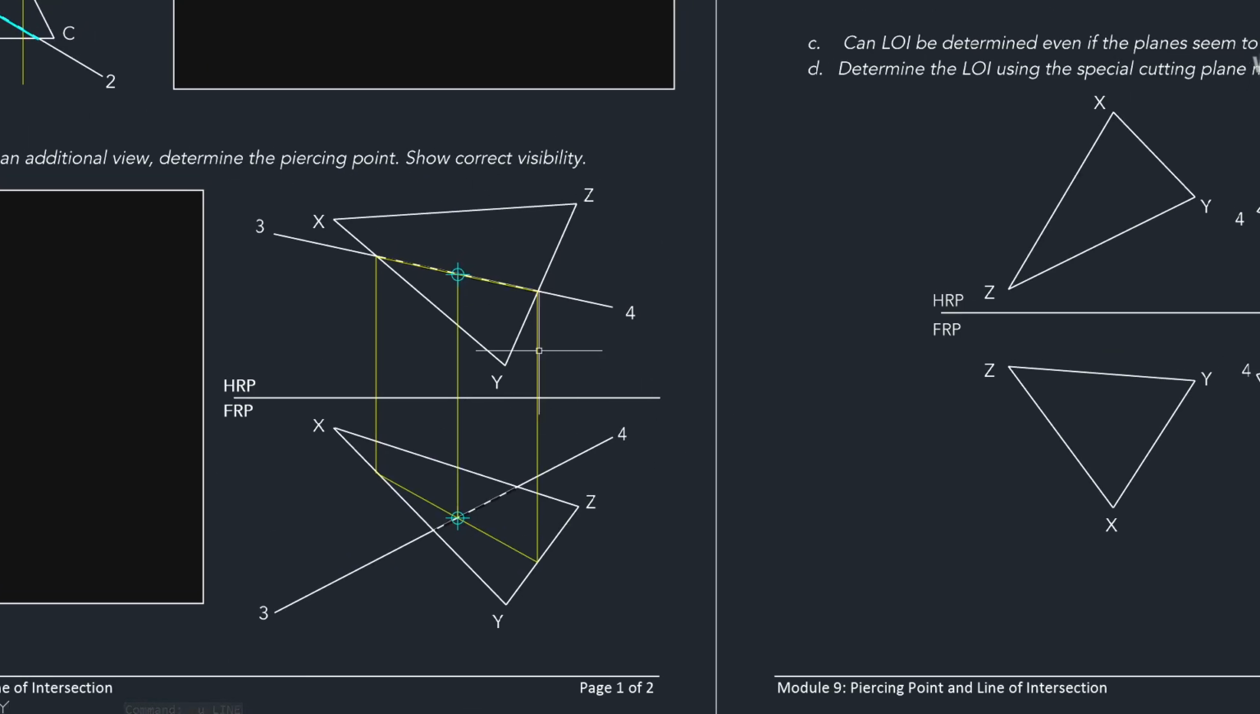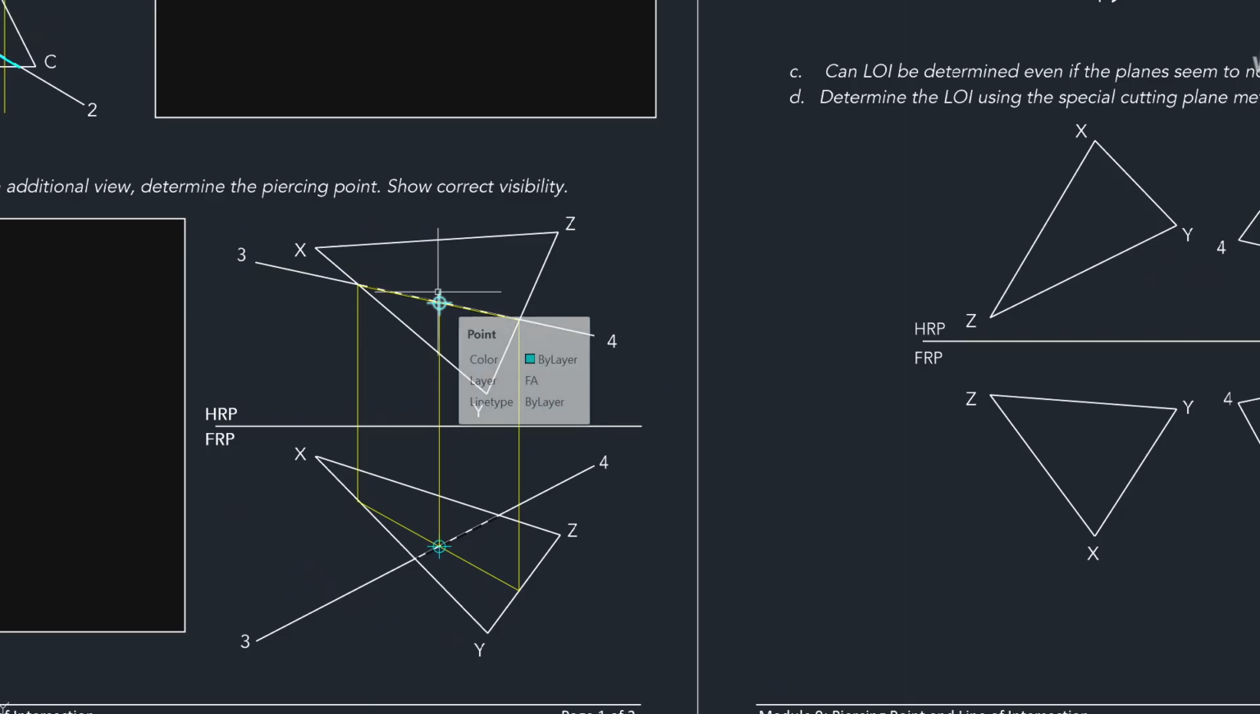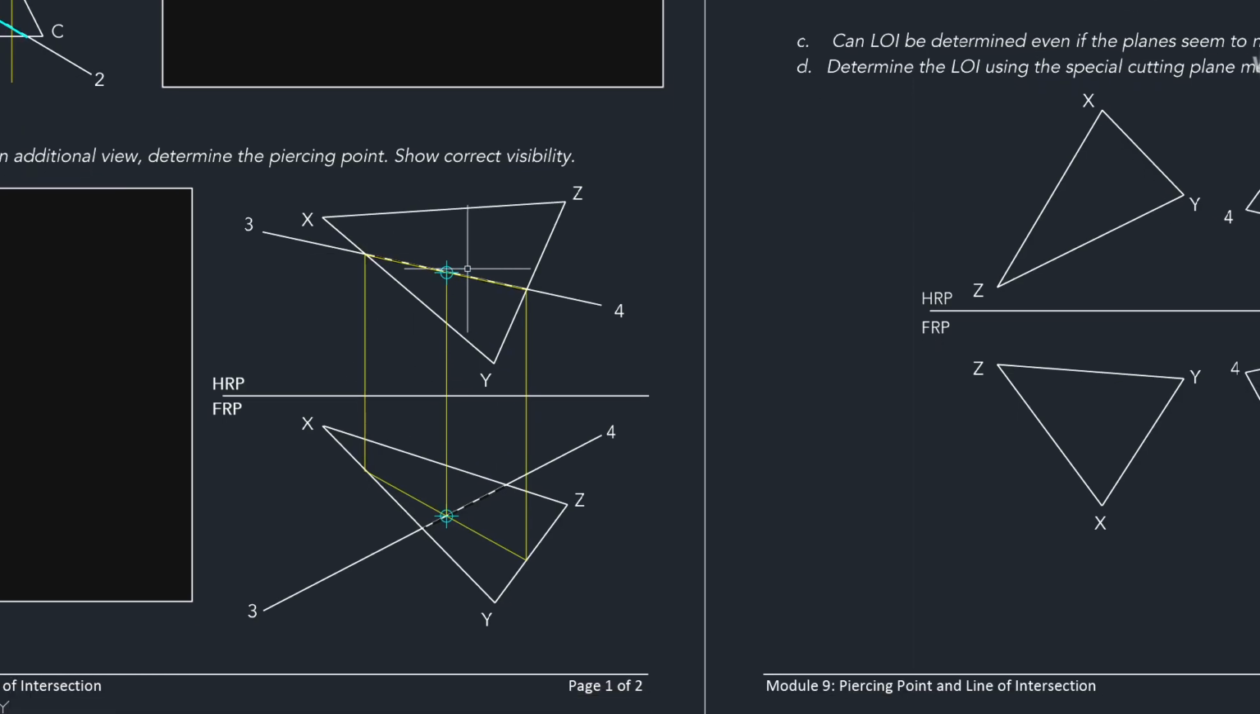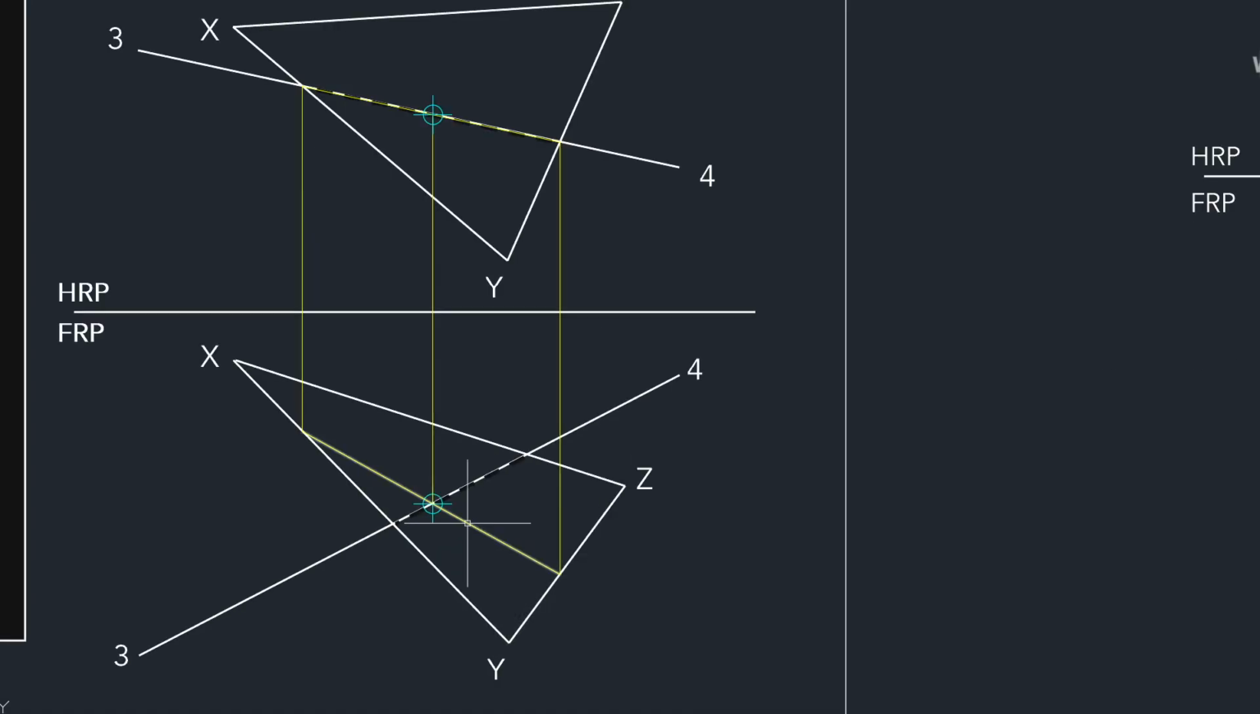Okay, so as easy as that. It's very easy to find the piercing point without any additional views, no? We just need to use the cutting plane method. Note kung saan natin iniiwan yung parang trace nung pag-cut natin sa plane. So that's here and here, and baba lang natin siya, and where the trace intersects with the line, that is where the piercing point is.